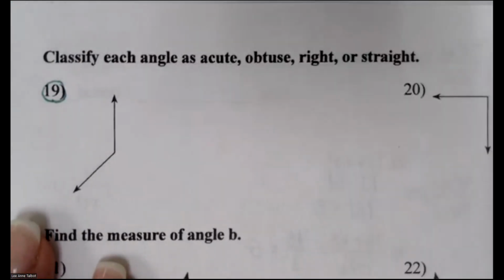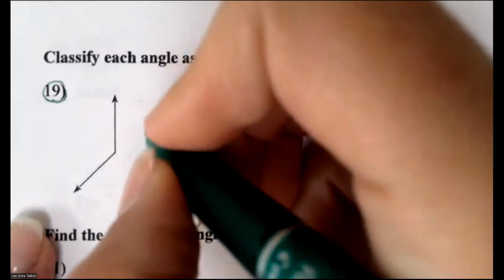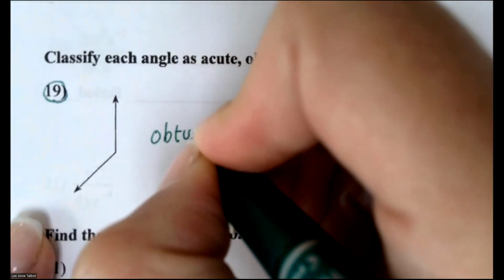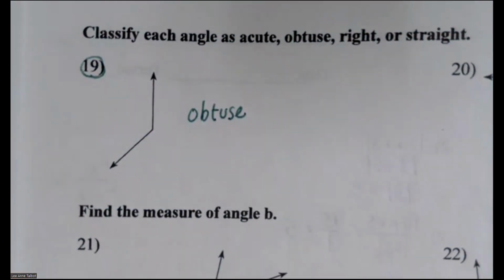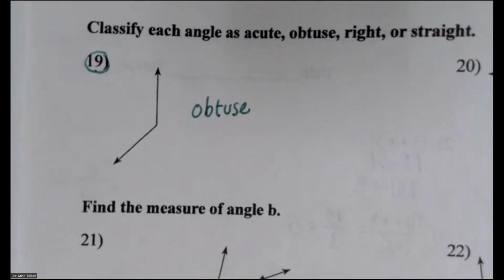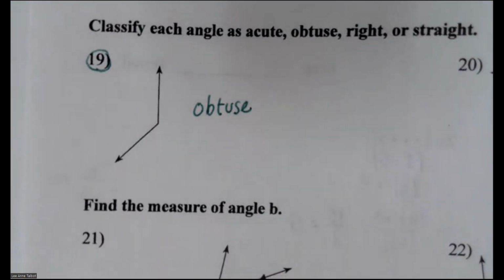Classify each angle as acute, obtuse, right, or straight. This one is obtuse. Now you can see why it wasn't too bad to do 4 warm-ups, because they all took like 2 minutes.